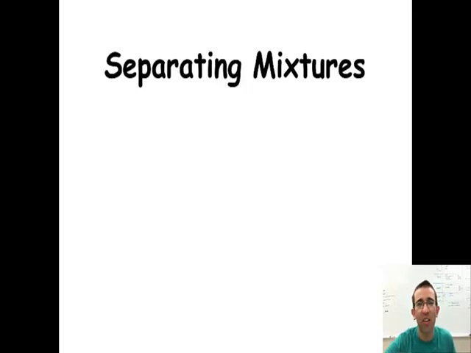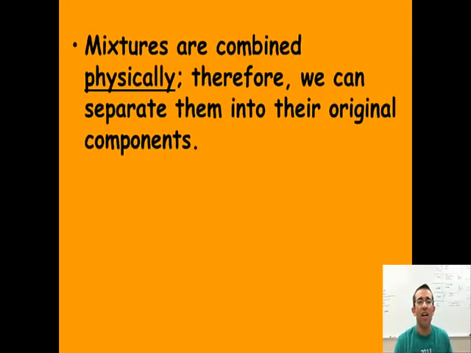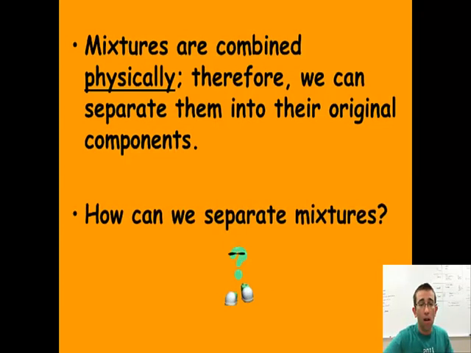Alright, so going through your notes, here we go. Remember, mixtures are combined physically. Therefore we can separate the components into their original parts. We can get back to substances. And there are different ways to separate them. And that's what this is about: how do we separate these mixtures?